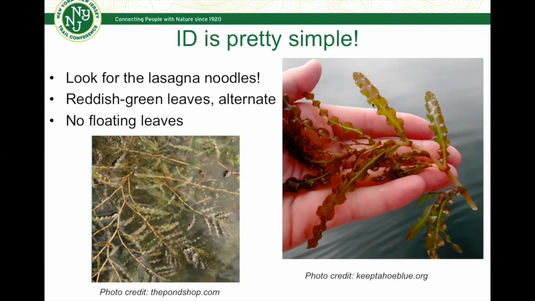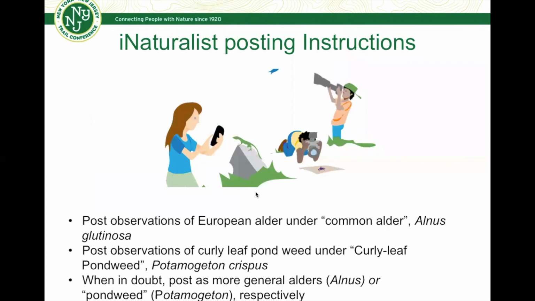And you're just looking for a very distinctive lasagna noodle appearance to it, or almost like a bacon or something. Typically, they're reddish green leaves, and they'll alternate along the stem. But it's really that distinctive lasagna-like look to it that's really unlike anything else. And this is what it would look like again from a bird's eye view. That lasagna bacon sort of appearance is even obvious at that point as well, just looking at the surface.